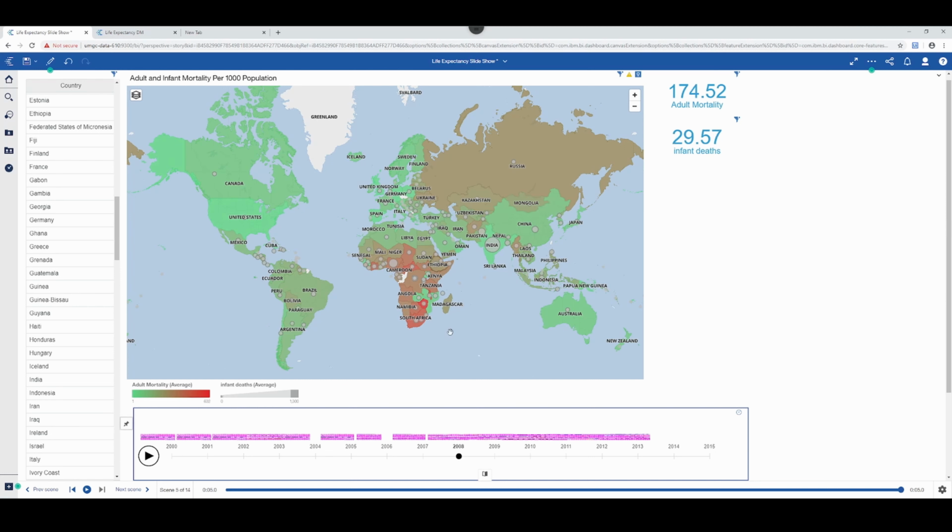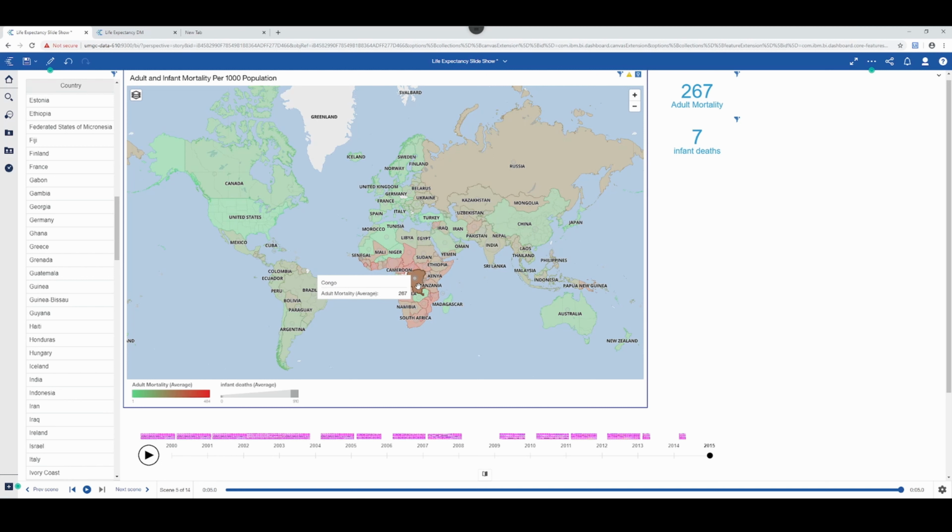And again, Africa seems to be doing the worst in both adult mortality and infant deaths, and as we saw before, they had the lowest life expectancies. And again, we have two summaries up here for adult mortality and infant deaths. So if we select a specific country, for example Congo here, you can see the adult mortality and the infant deaths.